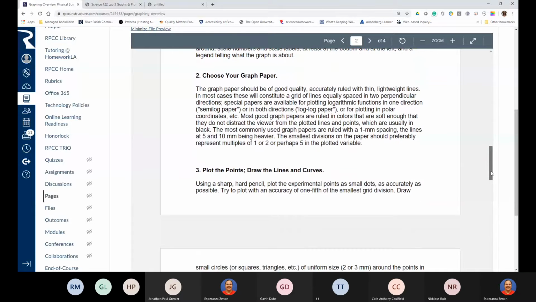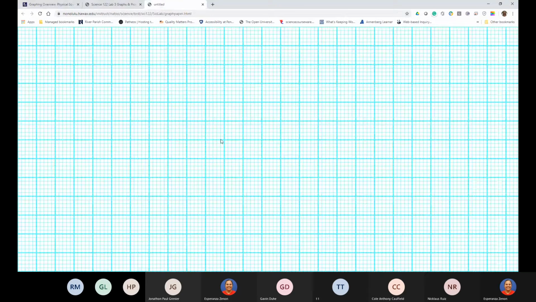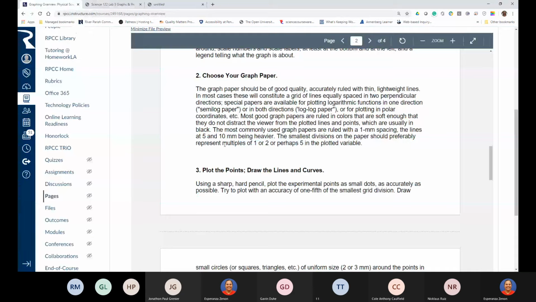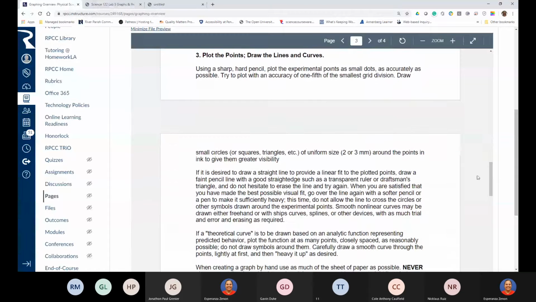Okay. Choose your graph paper. Well, I just told you, go get about a $1.50 pack of plain graph paper, or print 10 sheets of this, whatever you need, however many you need. And then when the time comes, you have your graph paper. Okay. I talked about drawing the points with a nice sharp pencil. If you have to scratch out, start over. Because if you give me a graph with scratch outs on it, I'm going to take off points.